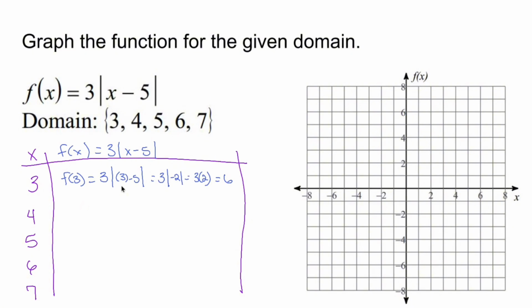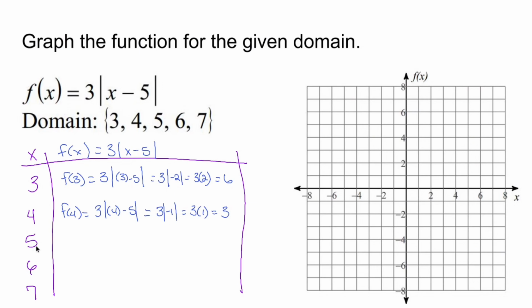Okay, after all that, 6. Let's do it again with 4. F of 4 is going to equal 3 times the absolute value of parentheses 4 minus 5. Close the absolute value. Inside the absolute value, you have 4 minus 5, which is negative 1. So 3 times negative 1. The absolute value of negative 1 is regular 1, so 3 times 1 is 3.